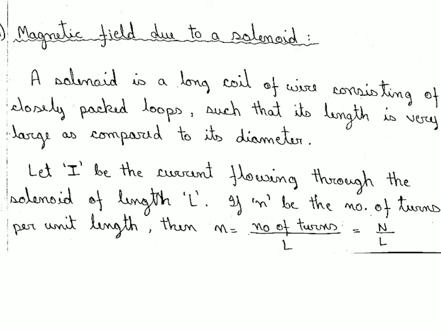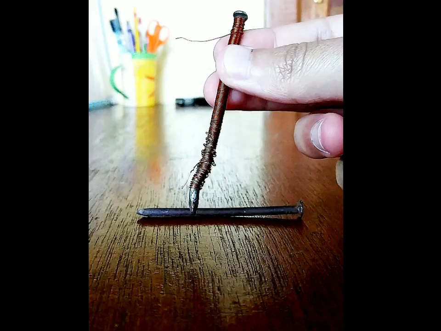So a solenoid is a long coil of wire consisting of closely packed loops such that its length is very large as compared to its diameter. So this is one point to be noted here. The difference between a coil carrying current of n turns and a solenoid is that the diameter of the solenoid is very, very small as compared to its length. So in the activity shown in the beginning of the video, you can see that the length of that coil is very, very large as compared to the diameter of that coil. So that is an example of a solenoid.